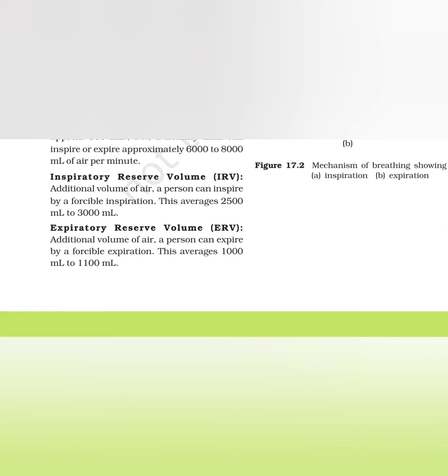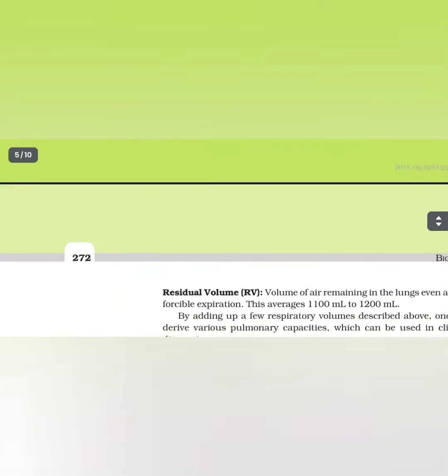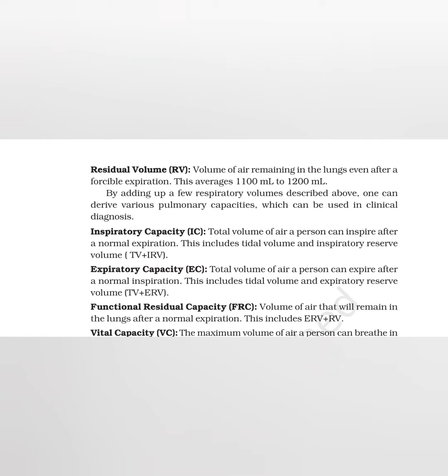Inspiratory reserve volume: additional volume of air a person can inspire by a forcible inspiration. This averages 2500 to 3000 milliliters. Expiratory reserve volume: additional volume of air a person can expire by a forcible expiration. This averages 1000 to 1100 milliliters. Residual volume: volume of air remaining in the lungs even after a forcible expiration. This averages 1100 to 1200 milliliters.